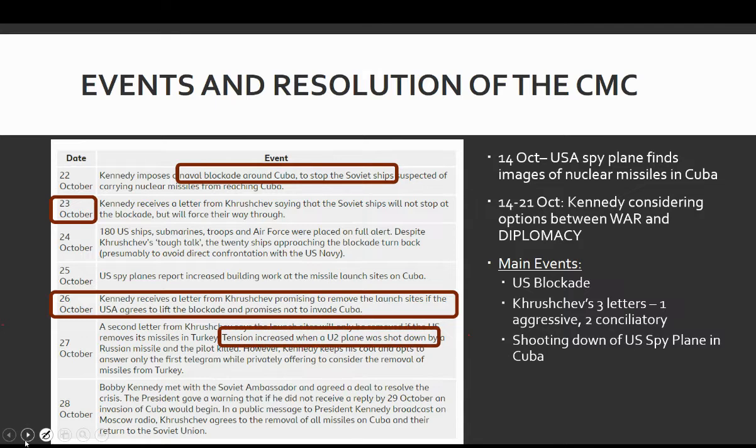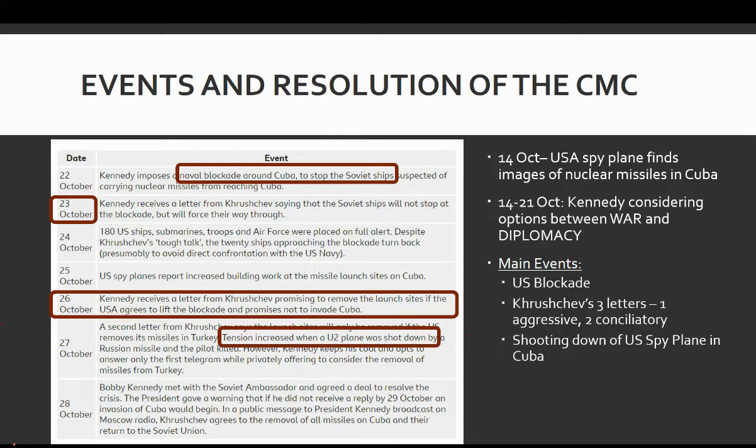Now, the most important and high tension point was also on the 27th of October when the US spy plane was shot down by the USSR. This was a very aggressive and almost threatening move that could have led to a full-blown war or nuclear holocaust. But the USA decided to let this episode go because they had been in the wrong to have sent a spy plane in the first place.